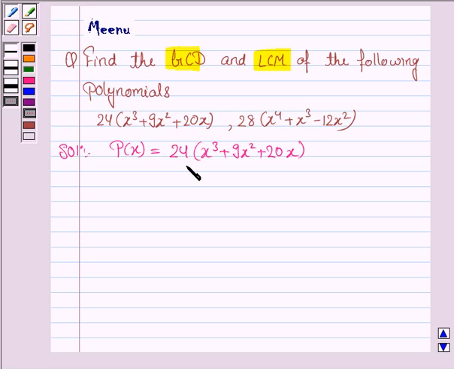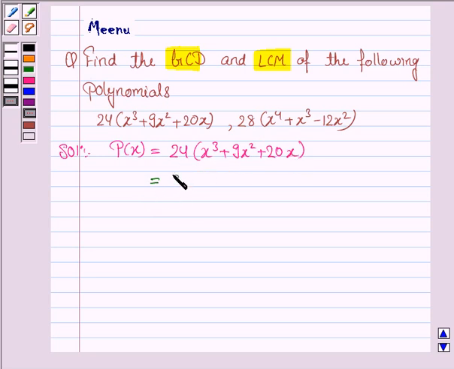GCD is the product of all the common factors of Px and the polynomial Qx raised to the least exponent. Now we need to find the irreducible factors of this. That means we need to factorize this polynomial.